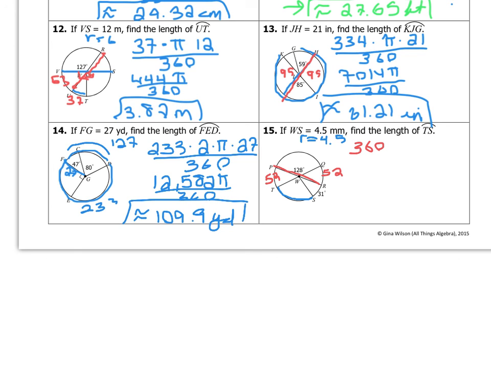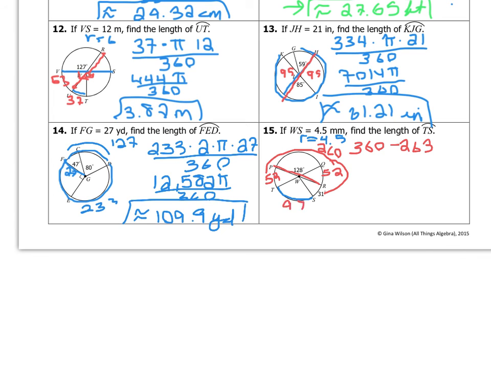So now I can just go 360 minus, and then add all four of these up. So 128 plus 52 plus 52 plus 31 equals 263. So I'm going to subtract 263 and get 360 minus 263, and I get 97.